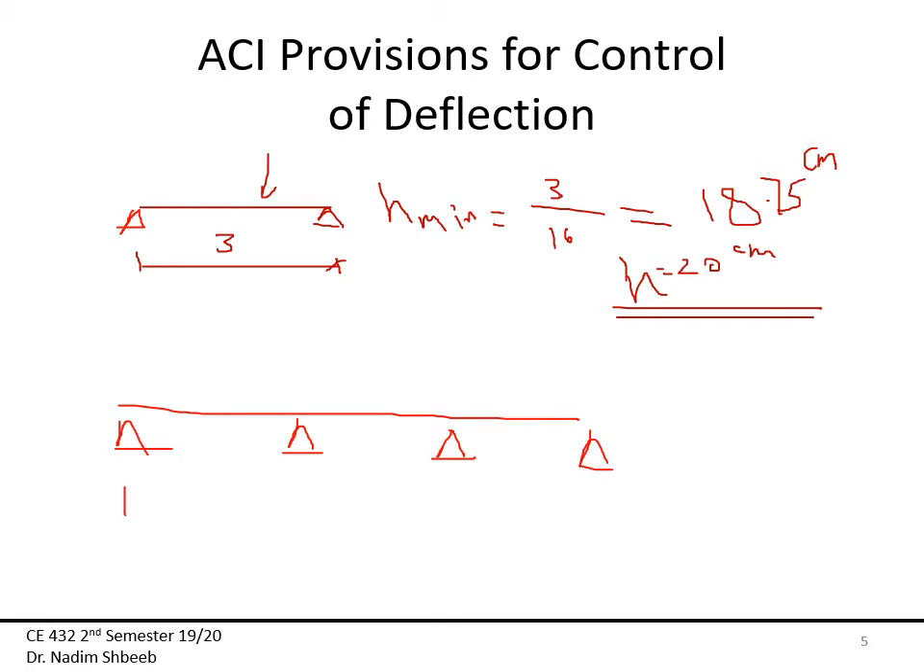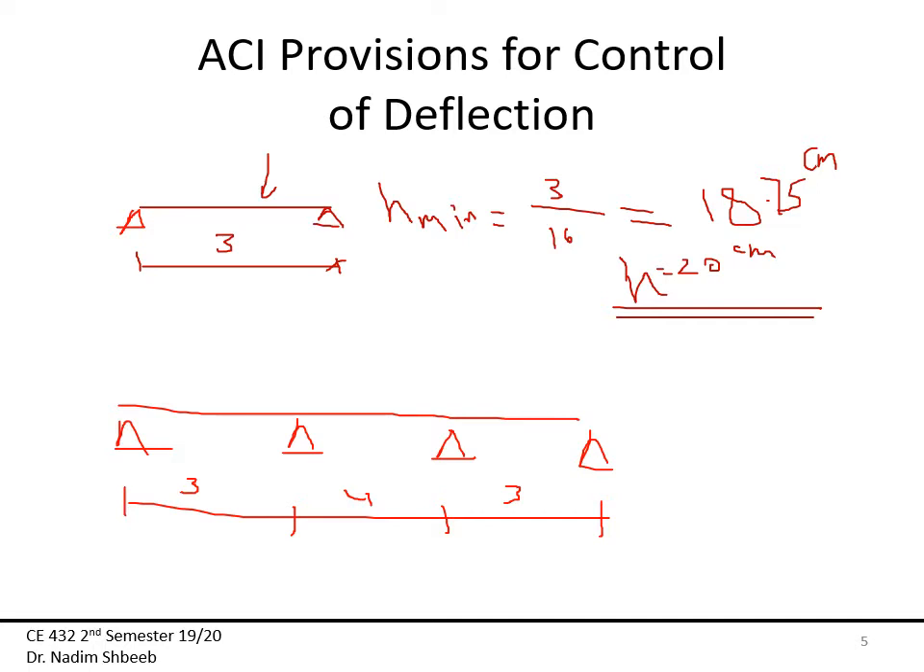Okay, so let's say I have a beam like that, and let's assume that this is 3 meters, 4, and then this is 3. Again, this is for beams and rib slab. You can apply the same to solid slab. It's going to be a little bit different. The coefficients are going to be different.